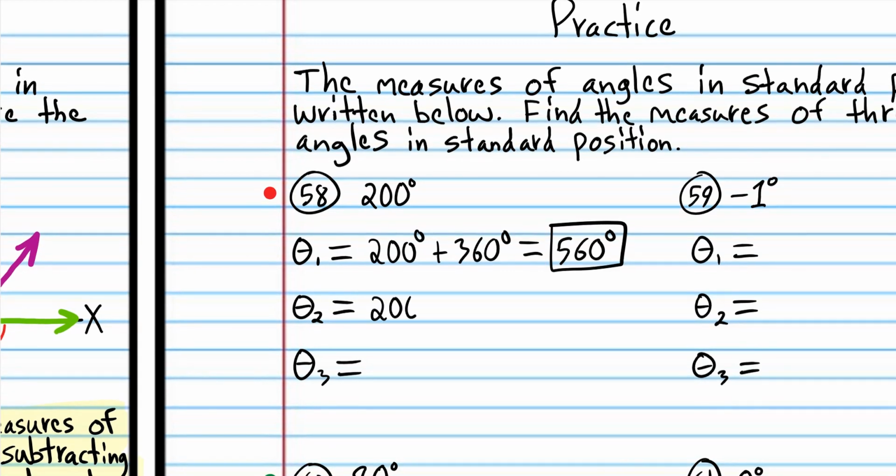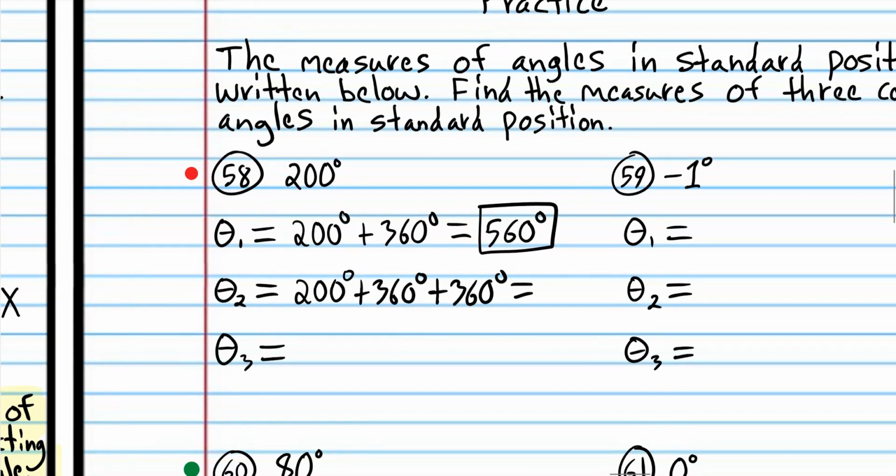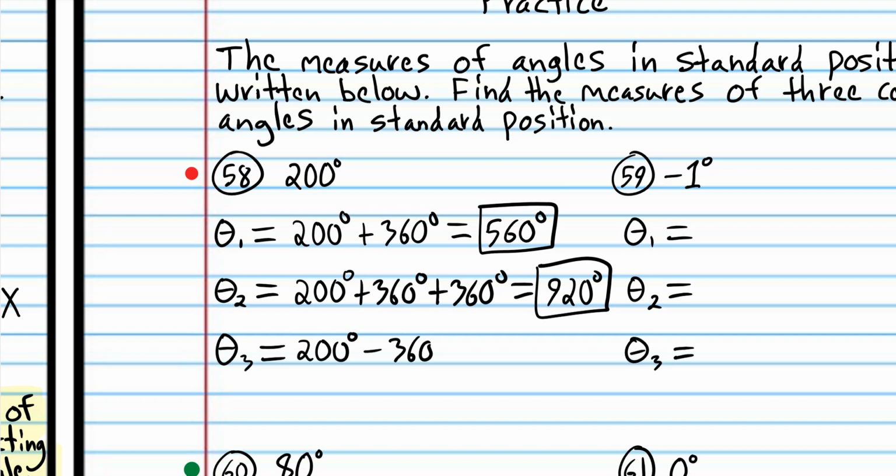We can add 360 once, or we can add it twice and go around again. That just means you're starting at 200 and then moving around one complete rotation once and then one complete rotation again. And then you get to 920 degrees. But we can also subtract 360 degrees starting from 200. Then we get negative 160 degrees. That's another coterminal angle. So these are all coterminal angles, assuming that they are put in standard position.